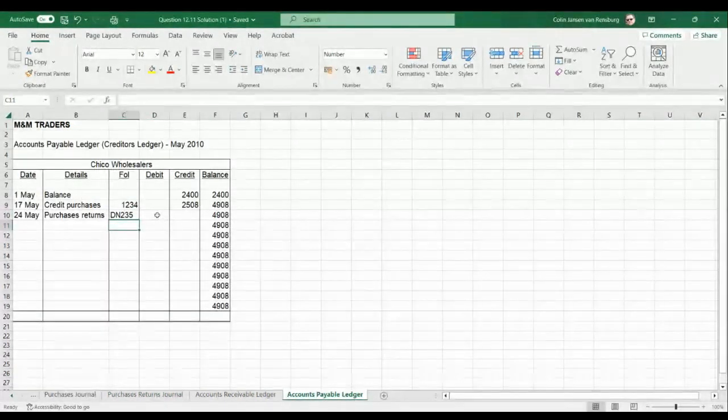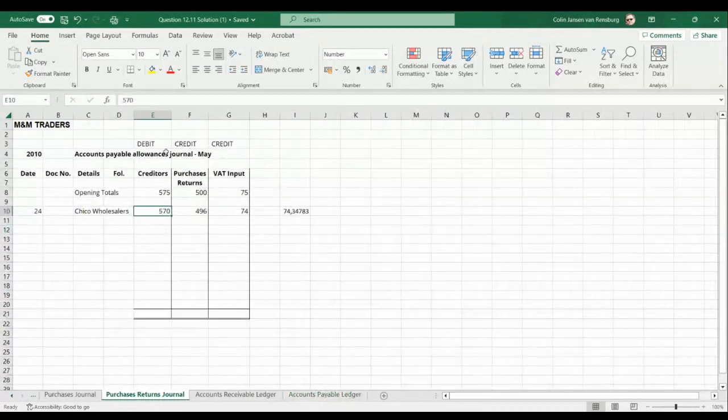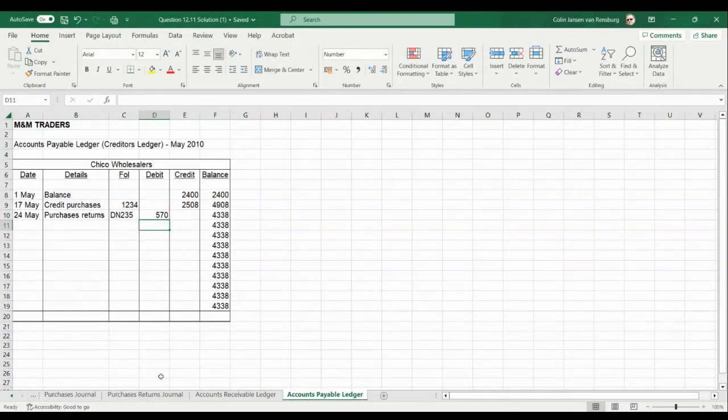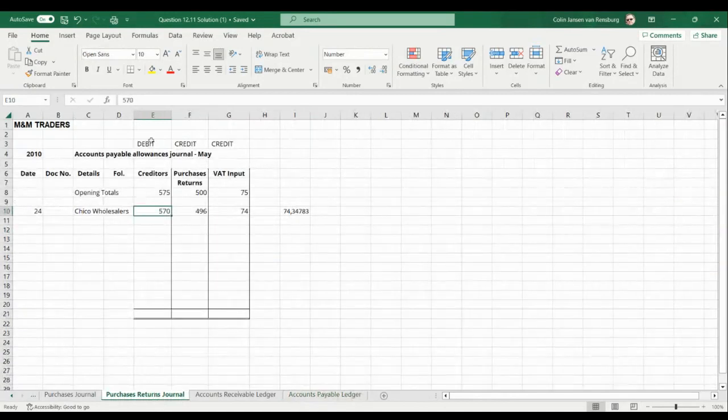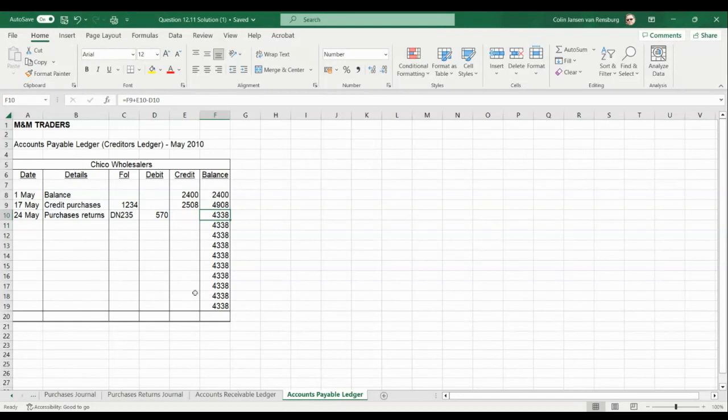570, what must we now do? Debit or credit them? Let's double check. In the purchases returns journal, we're going to debit the creditors control account. So in our accounts payable ledger, we've also got to debit the individual creditor, so that must be the same. Now once we've returned the goods to them, we don't owe them 4,908 rands anymore, because we owe them 570 rands less. We only owe them 4,333 rands.